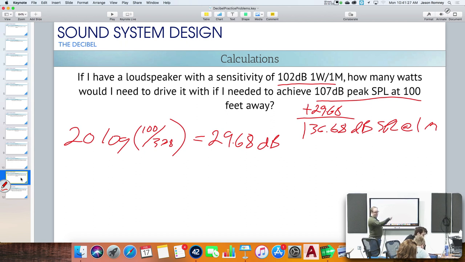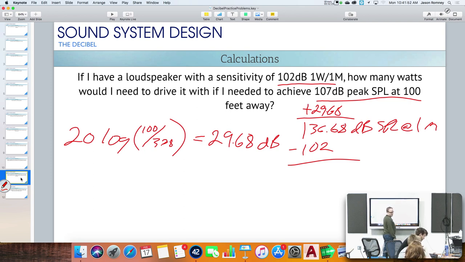That's how much I've got to be able to do. I already know how to make 102 of that. How do I make 102 dB SPL at 1 meter? With 1 watt. It only takes 1 watt to do that. Great. So I can take that out, right? Just subtract that 102 from that. I already know how to make 102. So what's the difference? How much more do I need to make that I don't know how to make?